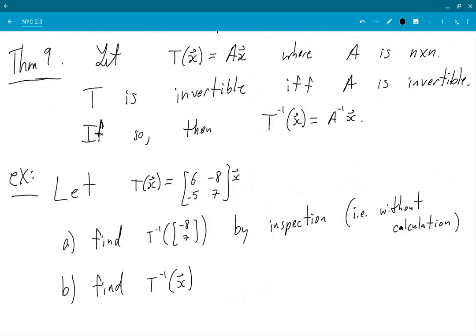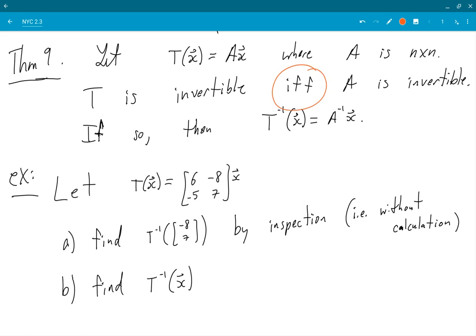Okay, pause and copy theorem 9 in this example. Okay, pause and copy. Okay, theorem 9, perhaps not surprising, is if you have a matrix transformation and you would like to invert it, then you get this as your inverse transformation. Okay, you just invert the corresponding matrix if possible.